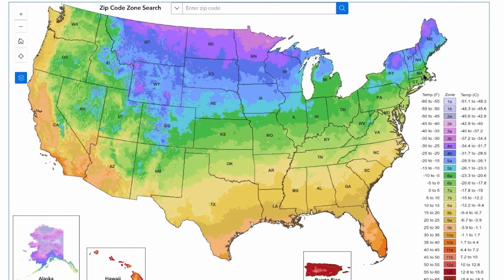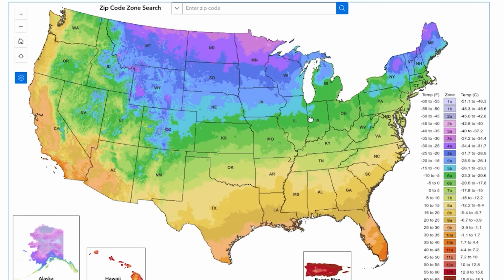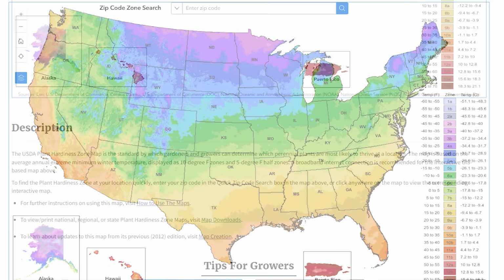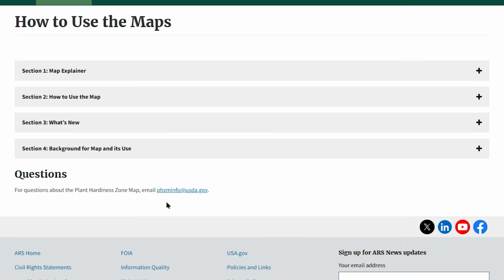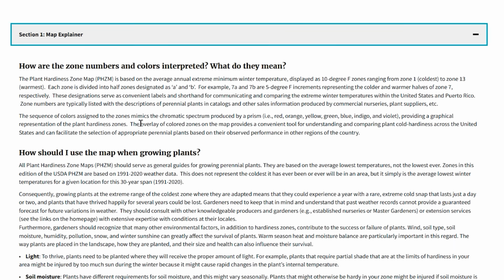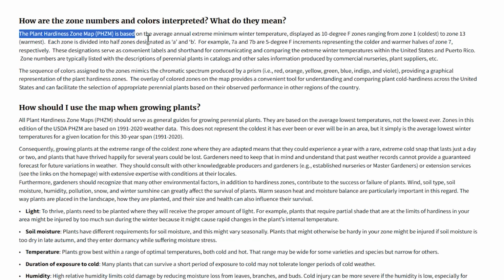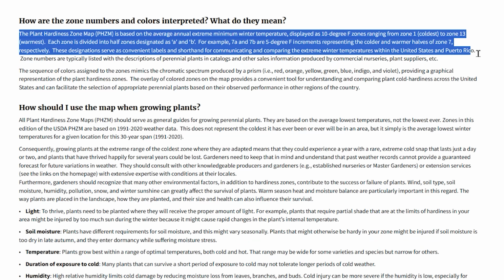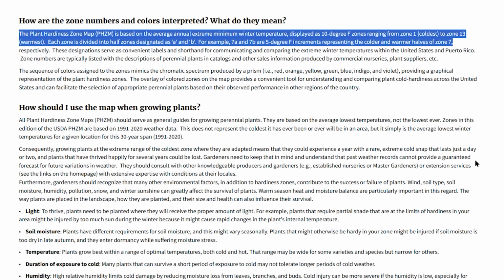So if we look at the whole US map, you can see that this entire swath of darker green is also categorized as Zone 6A. Per the USDA site, the plant hardiness zone map is based on the average annual extreme minimum winter temperature. So that's the average lowest temperature over a 30-year span, going from 1991 to 2020, not the lowest ever.